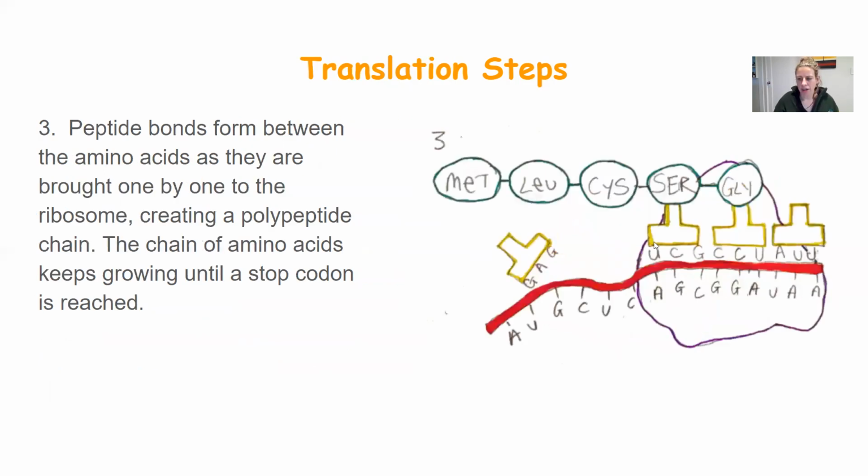As the tRNA molecules come in, they leave the amino acids behind, and peptide bonds form between the amino acids as they're brought one by one to the ribosome by the tRNA. This creates a poly, which means many, polypeptide chain. The chain of amino acids keeps growing until the stop codon, in this case UAA, is reached, and there's no amino acid for the stop codon, so the chain will just drop off, and then it will fold into the protein.